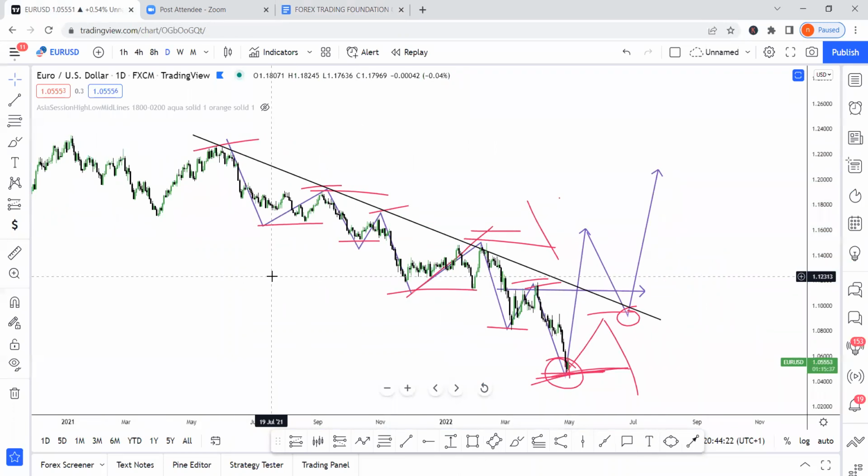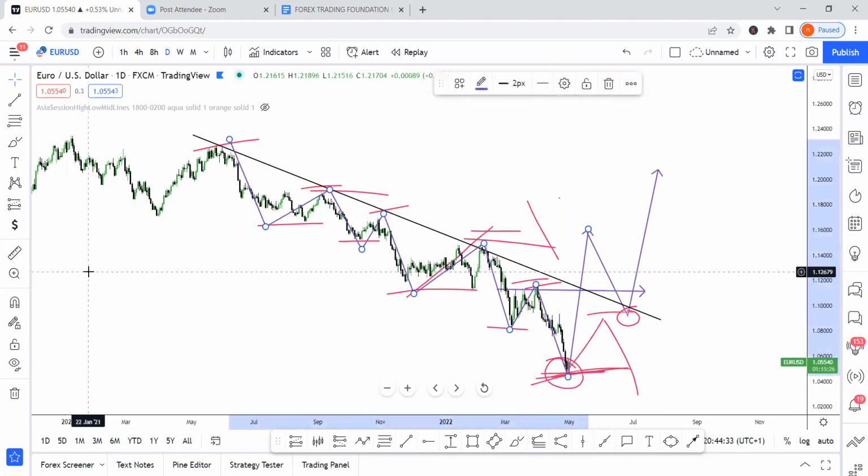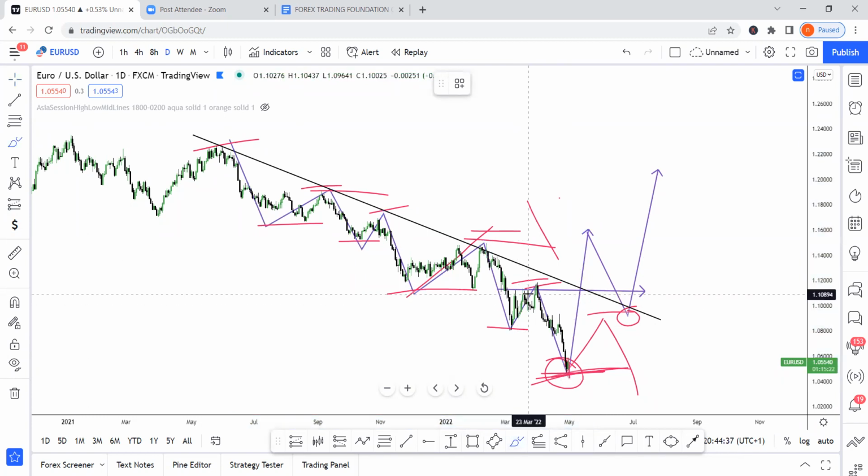You know, before the final arrow that is going up. Yes. This one. Here.